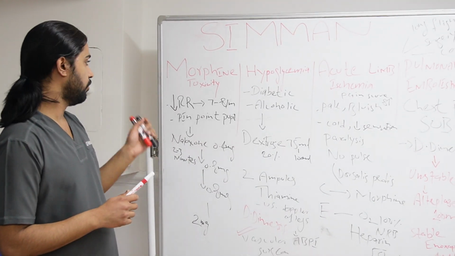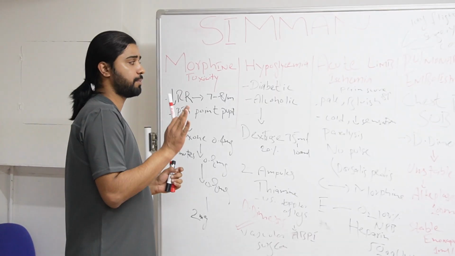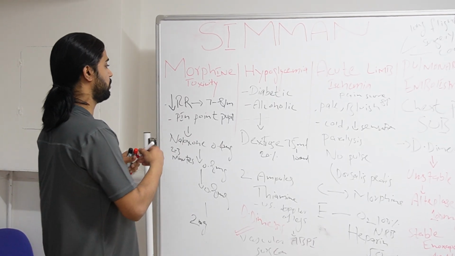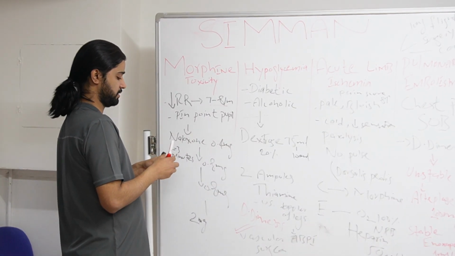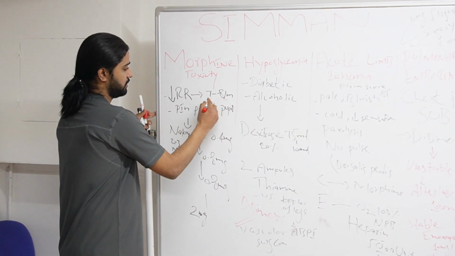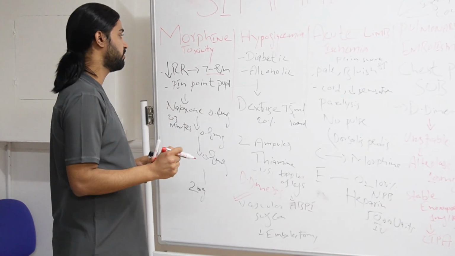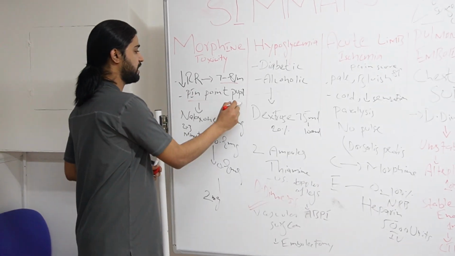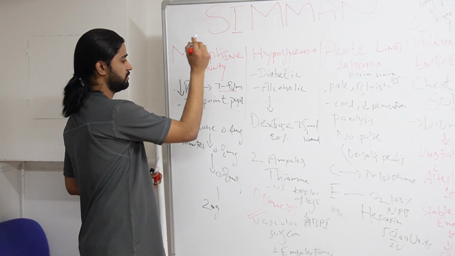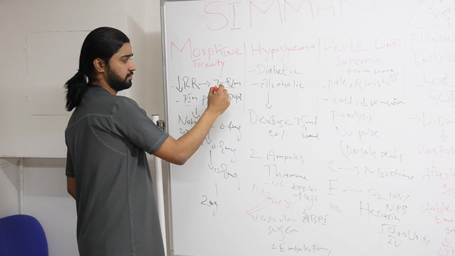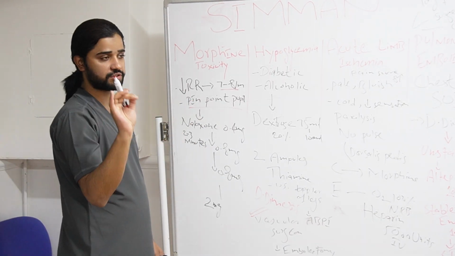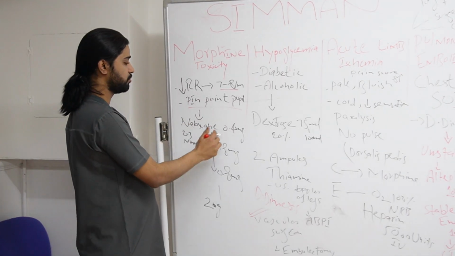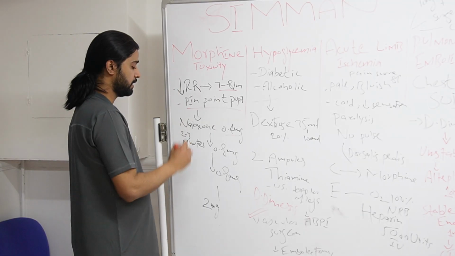So doctors, this is the only case in PLAB in SimMan where the respiratory rate would be low. It will be not more than 7 or 8. Then you will examine the pupils and the pupils will be pinpoint. So direct clue: taken morphine, respiratory rate less than 10, around 7 or 8, pinpoint pupils. This is confirmed morphine toxicity. You will be giving naloxone 0.4 milligram.